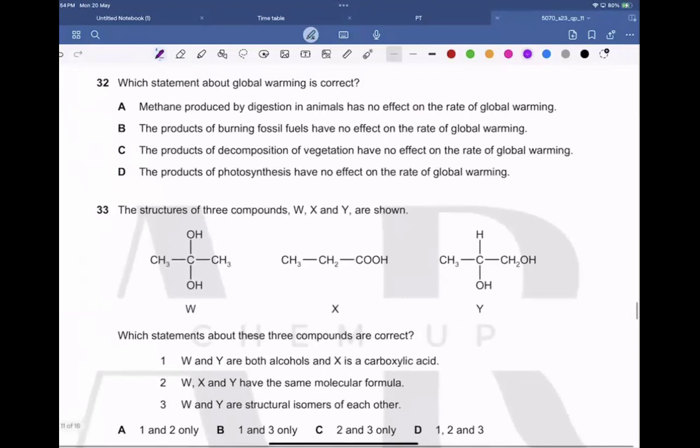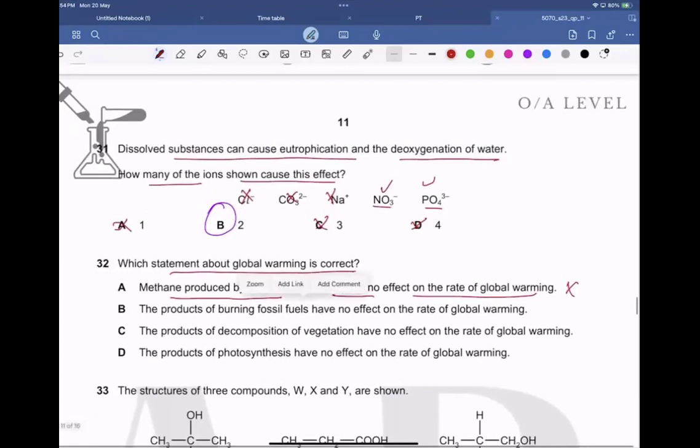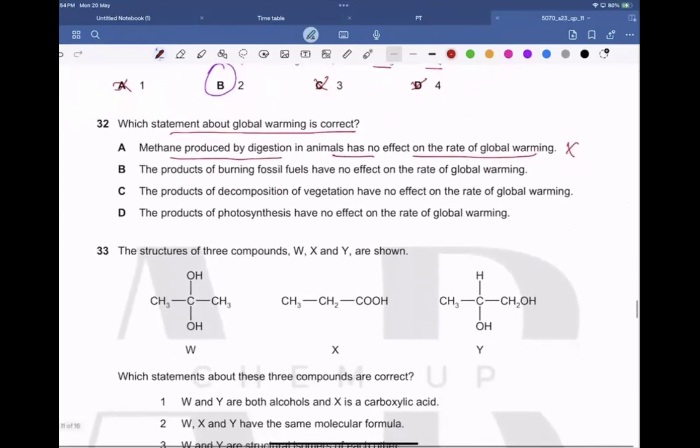Now question number 32. Which statement about global warming is correct? Methane produced by digestion in animals has no effect on the rate of global warming. Completely wrong, because methane is a greenhouse gas. No, not sulfates. Only nitrates and phosphates, Ammar.